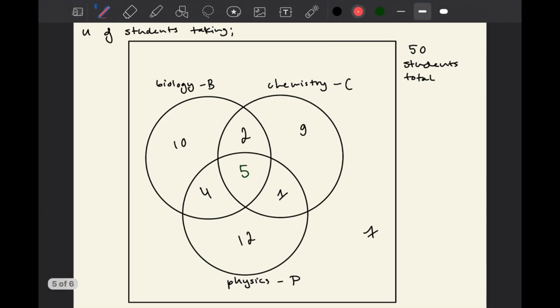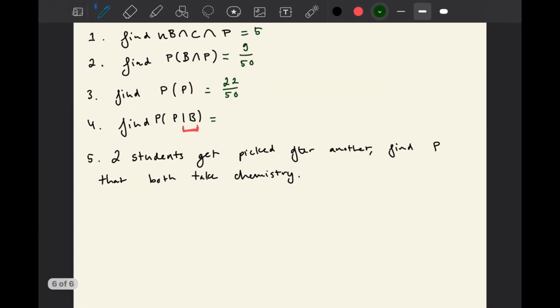And we want to find the probability that they take physics. And this is, once again, just the intersection over here. So we have 9, but be careful, because now we don't have 9 out of 50, we have 9 out of biology. And here, in biology, you have 10 plus 2 plus 9, you have 21 students. So you're going to have 9 out of 21. And if you simplify that, you get 3 over 7.